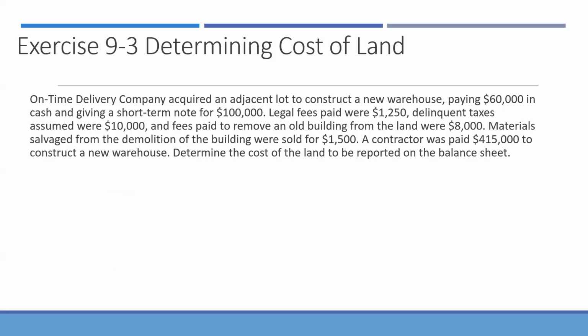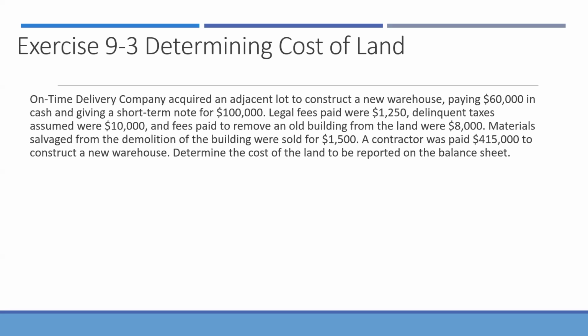Now, we're also going to determine the cost of the land. They constructed a new warehouse. They paid $60,000 in cash, $100,000 in a short-term note. They also paid $1,250 in delinquent taxes, $10,000 to remove an old building, and $8,000 to remove the old building. The taxes were $10,000, and the materials salvaged from the building were sold for $1,500. So that's going to be taken away from the net, I guess, the net salvage cost.